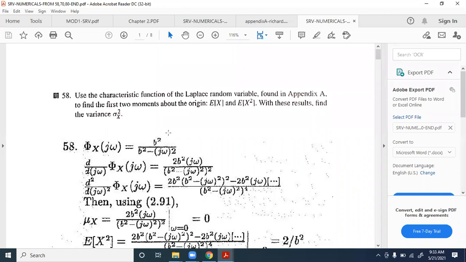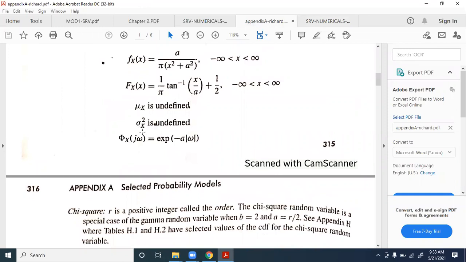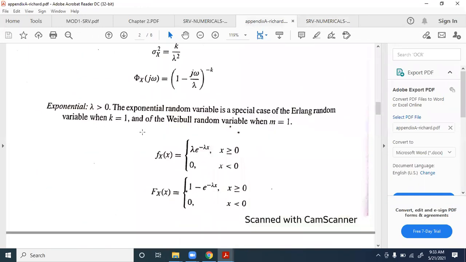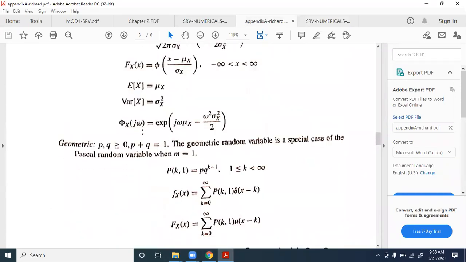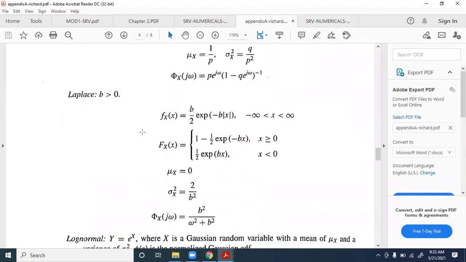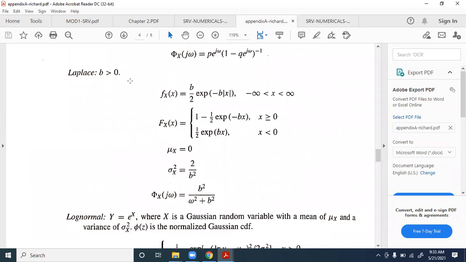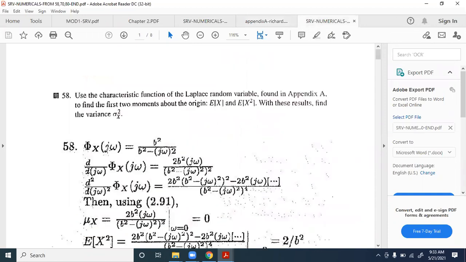Okay, so what is given to us for the Laplace random variable, the characteristic function, which is given in the appendix A. Okay, Laplace we can try to find out from here. So in the exam, it should be given, or you can ask for the table and try to write it. Okay, you can ask for the distribution table, right? So the characteristic function is b squared by omega squared plus b squared. This is what we have for phi x of j omega, and that's what we have considered over here, right? Phi x of j omega is b squared by (b squared minus (j omega) squared).